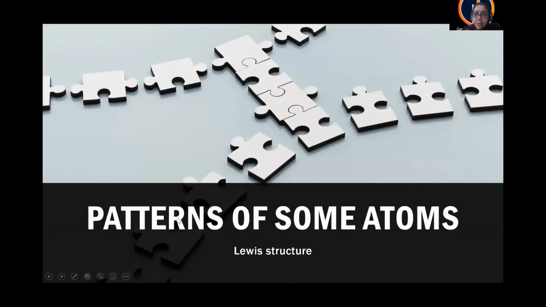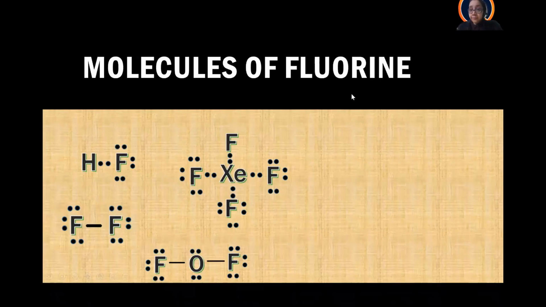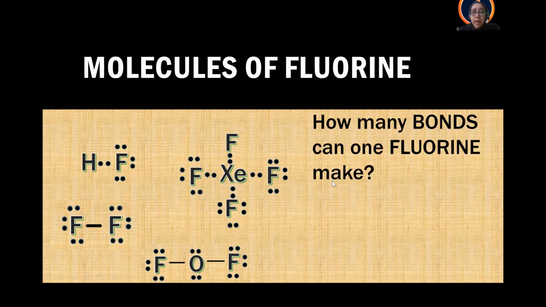Okay. Now, based on these examples, I want you to understand or guess some basic patterns of these atoms. Let's start with the first example, fluorine. All these molecules of fluorine: this is hydrogen fluoride, this is the fluorine molecule F2, this is xenon tetrafluoride, this is oxyfluoride. Now, in all these, how many bonds can one fluorine atom make? That's the question. I'm repeating the question.